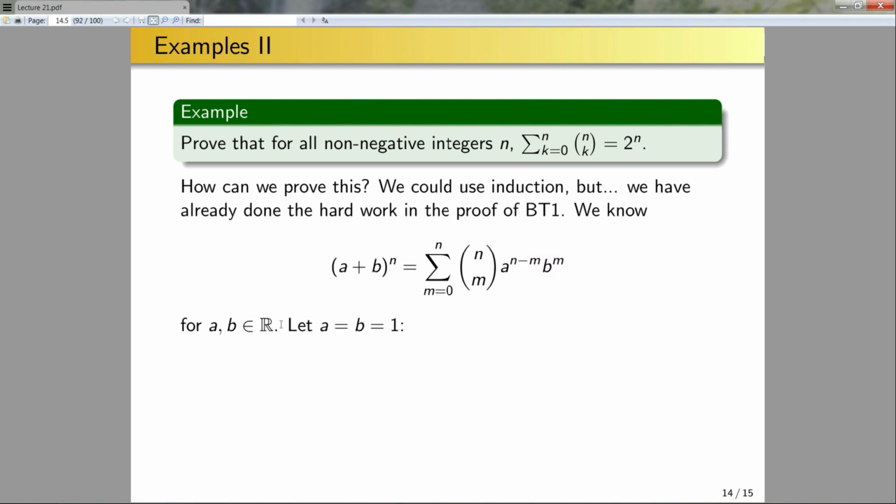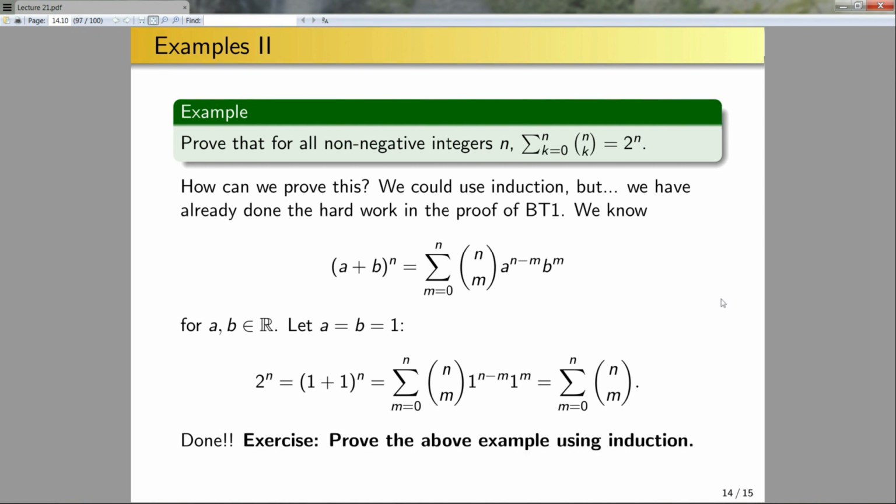In that case, I get 2 to the n is equal to (1 + 1)^n. That's pretty straightforward on this side. And (1 + 1)^n, via this expression here where a and b are both equal to 1, is simply equal to this expression here. Now, 1 to the n minus m and 1 to the m are both equal to 1, so that's simply equal to the sum of the binomial coefficients. And we are done. A good exercise to keep up your induction game would be to try proving this via induction. Essentially, you're repeating the argument we did in Binomial Theorem 1 in a very particular case where x is equal to 1.